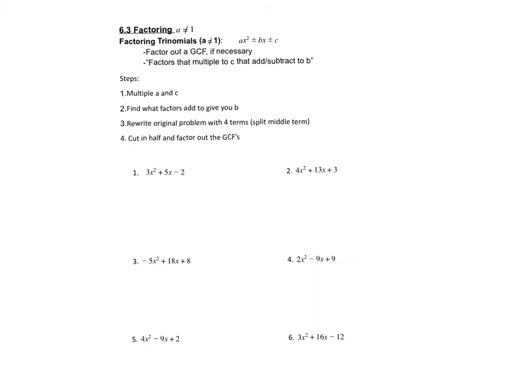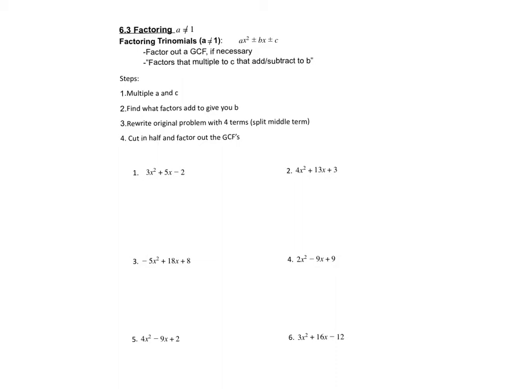6.3, we're going to look at how to factor trinomials where our a value does not equal 1. Everything we did previous class, the a value was equal to 1, so we just used the x method to factor that out and find the two binomials. Today we're going to use that same x method to start, and then we're going to add some steps.